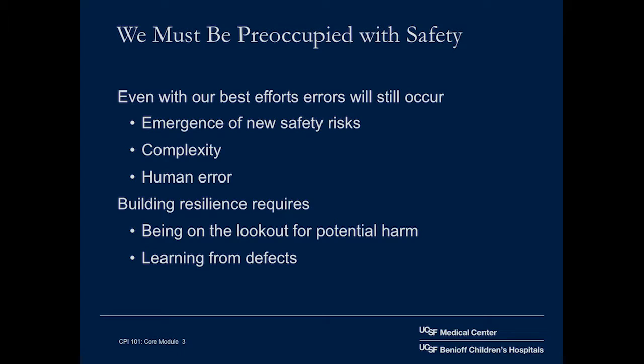And finally, the very things that make us great problem solvers, as in the way the human brain works, also make us prone to making certain kinds of mistakes, forgetting things, skipping steps. This means we have to build resilience and be on the lookout for potential harm all the time and make sure that we have a system that allows us to learn from defects in our processes.